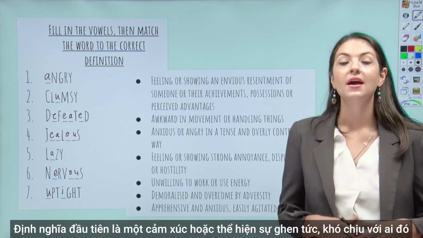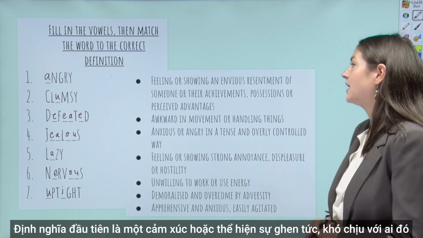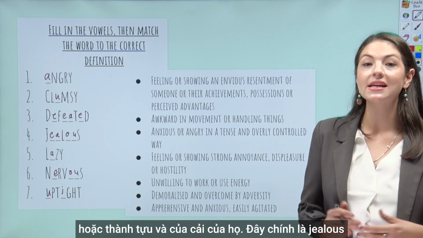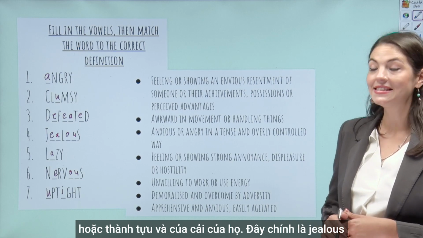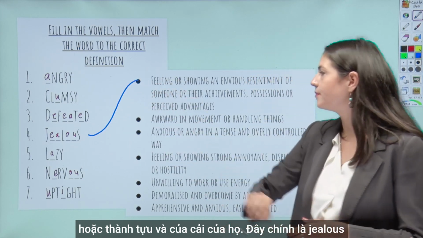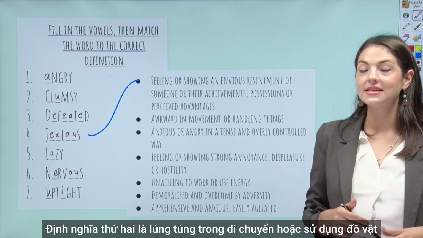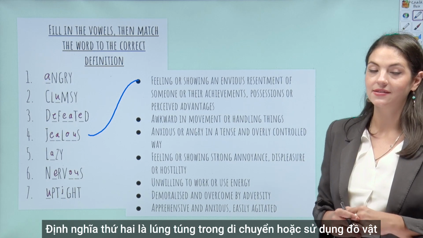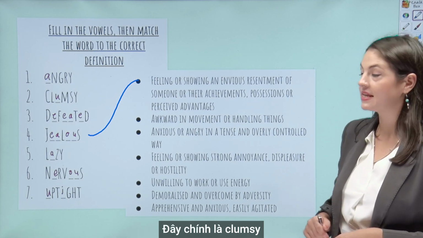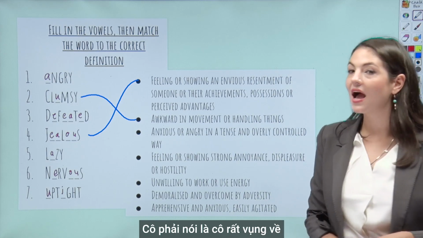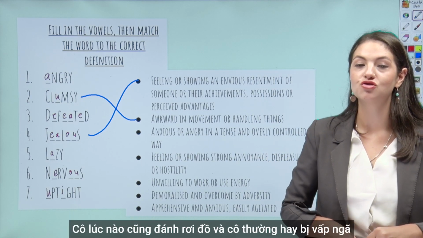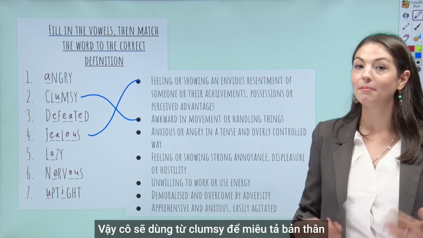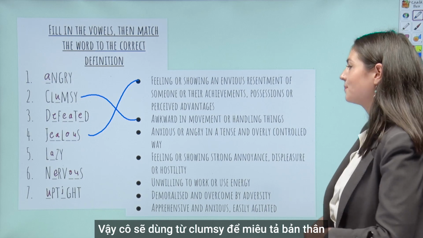matches to. Our first definition is feeling or showing an envious resentment for someone or their achievements and possessions. This is jealous. Our second definition is awkward in movement or handling things. This is clumsy. I would say I am very clumsy. I drop things all the time and I'm always falling over my own feet. So I would describe myself as clumsy.